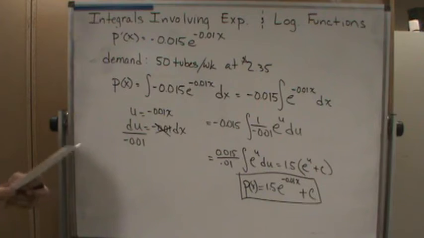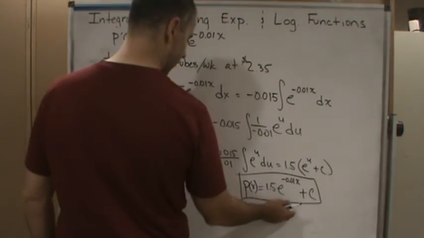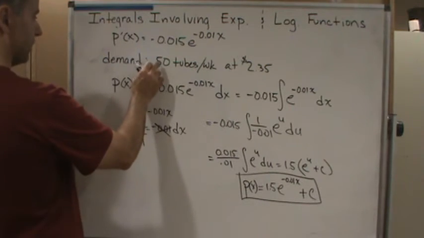Now, the next thing they ask us says if the supermarket chain sells 100 tubes per week, what price should it be set at? Now that we've got the price demand function, what if the demand is doubled?